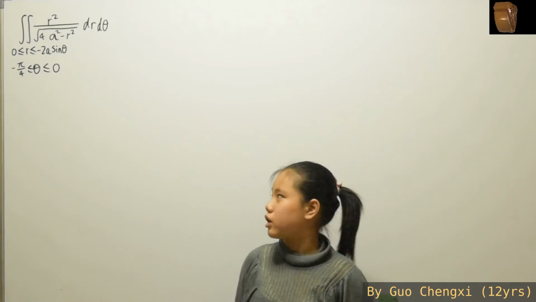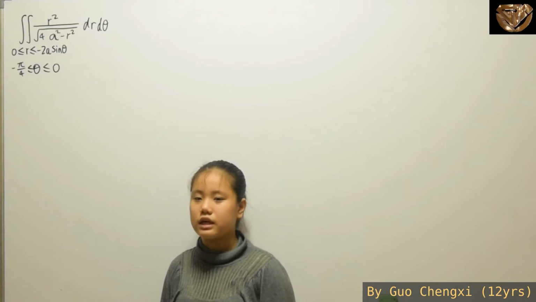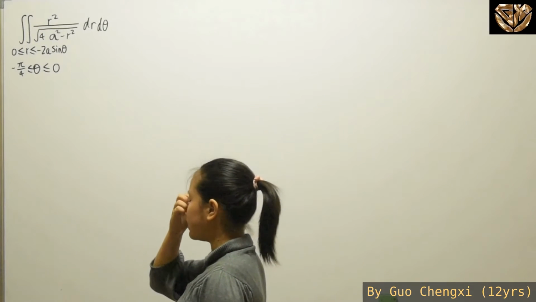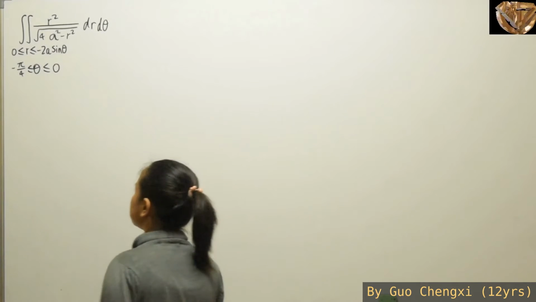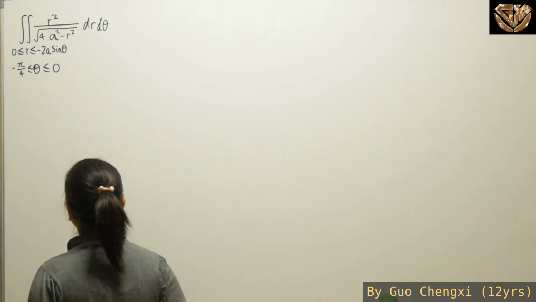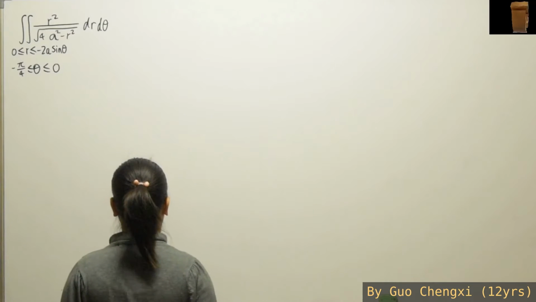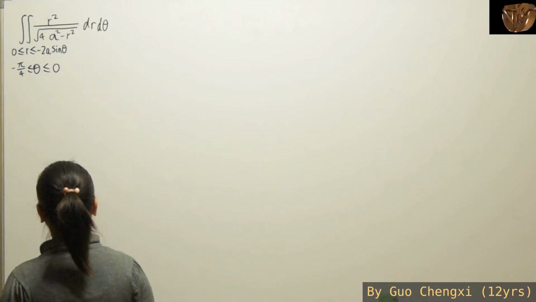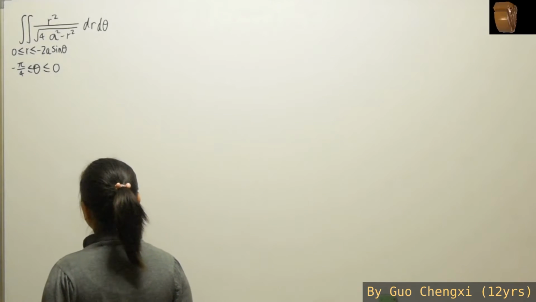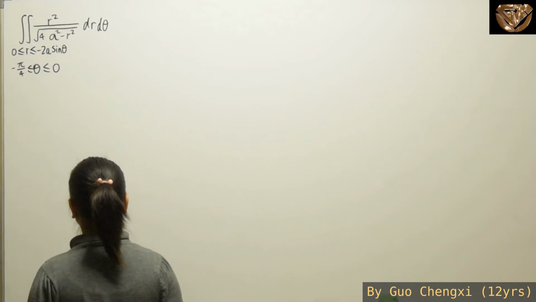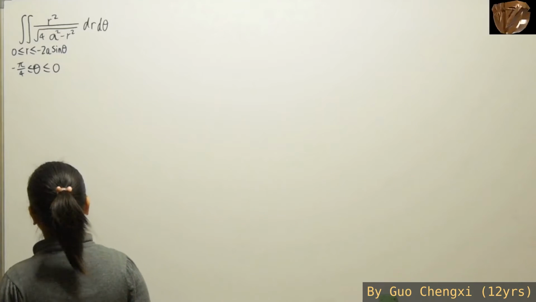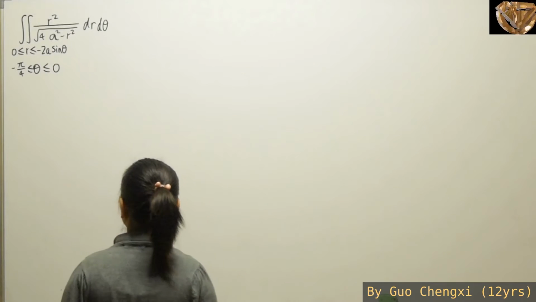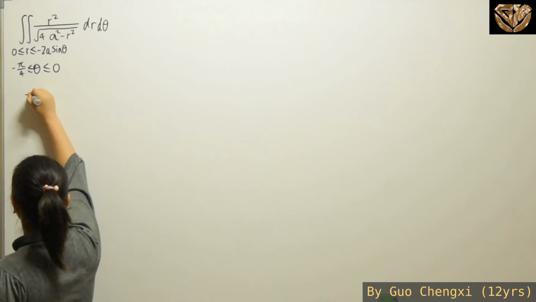For this lesson, we'll be continuing on with techniques and applications for definite integration. We'll have this double integration, where r is bigger or equal to 0 and smaller or equal to negative 2a sine theta, while theta is bigger or equal to negative pi over 2 and smaller or equal to 0. Let me just write it down for one sec.